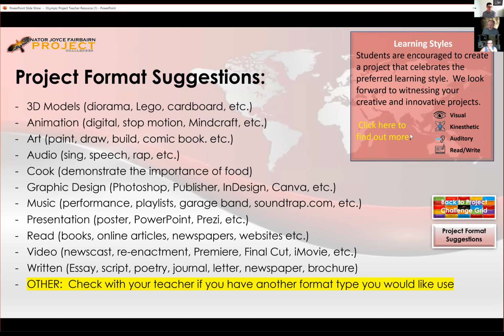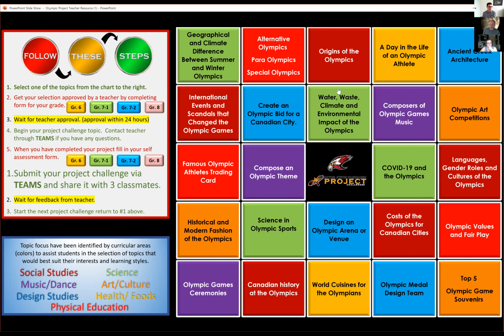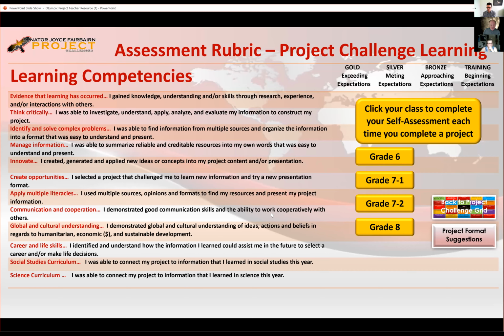We gave them some background on learning styles. If you click on this, it takes you then to the different learning styles and how to go about doing that. So that's the background on creating some protocols. Once they finished the presentation, they had to submit a form that was a self-evaluation that was based on this assessment rubric. And we used the theme of gold, silver, bronze in training.